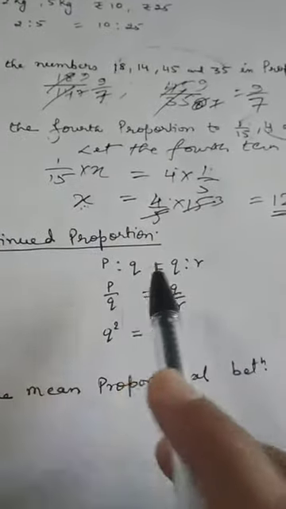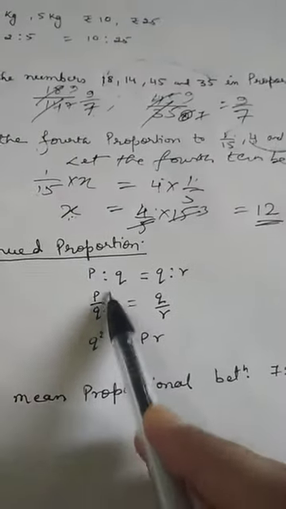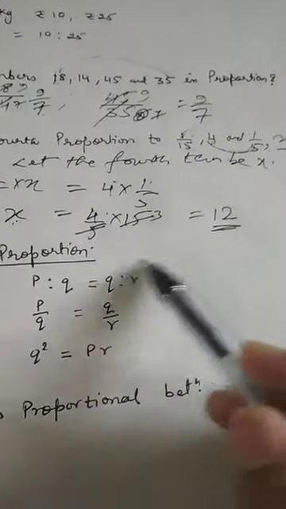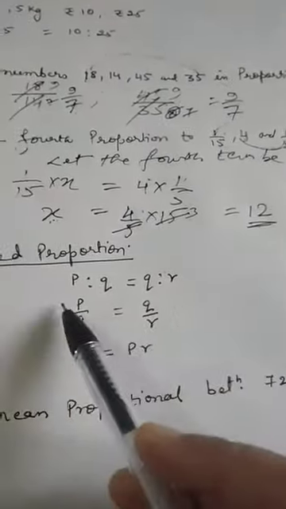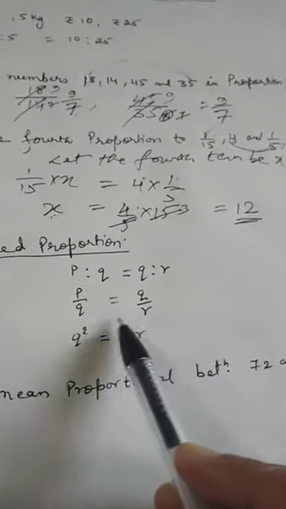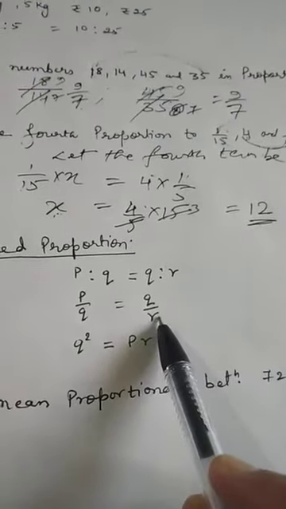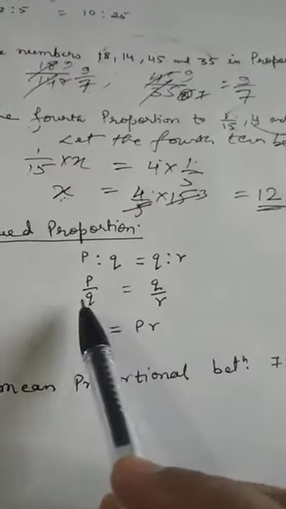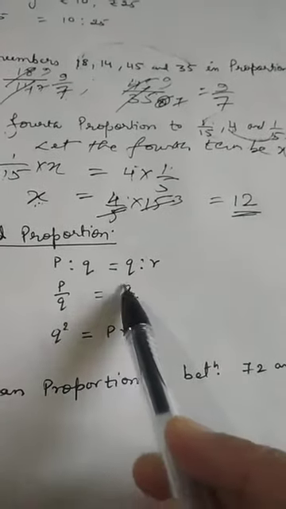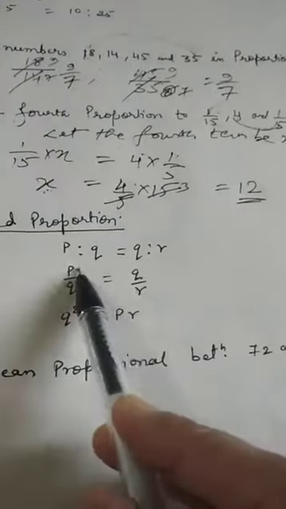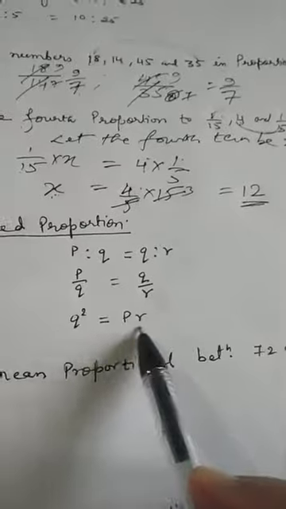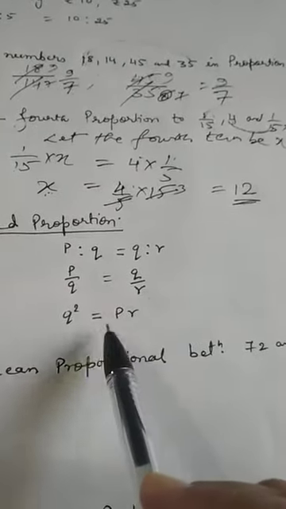If the ratio of the first two quantities is equal to the ratio of the second two quantities, then we can say they are in continued proportion. So if P, Q and R are in continued proportion, then P by Q will be equal to Q by R. And if you cross multiply it, you can see Q square is equal to P into R.